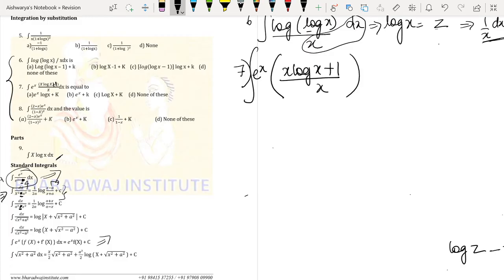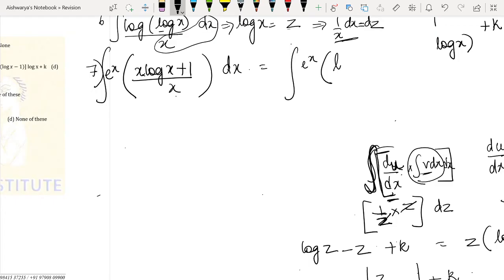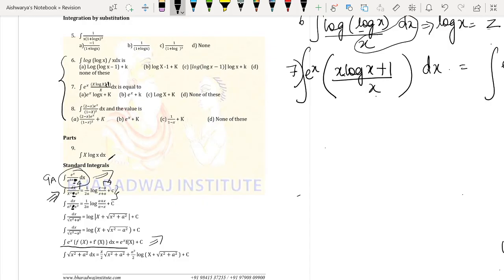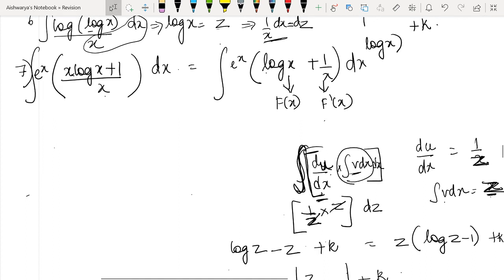Now I am going to simplify this further and write it as integral e power x, cancel this and this, you will get log x plus 1 upon x. Now we have two terms, term 1, term 2. If you notice, this is an f of x term, this is f dash of x. That is, differentiation of log x will give you 1 upon x. So whenever you have a term like this, you are going to use this particular formula. What is the formula? e power x is outside, and within the bracket you have f of x and f dash of x. The answer will be e power x into f of x. So in this case your answer will be e power x into f of x. f of x is log x, plus c or k.